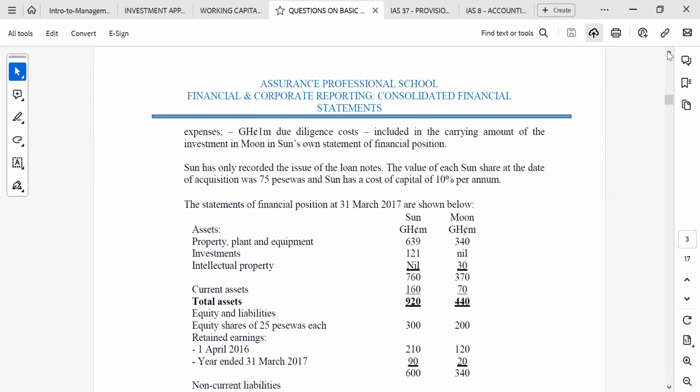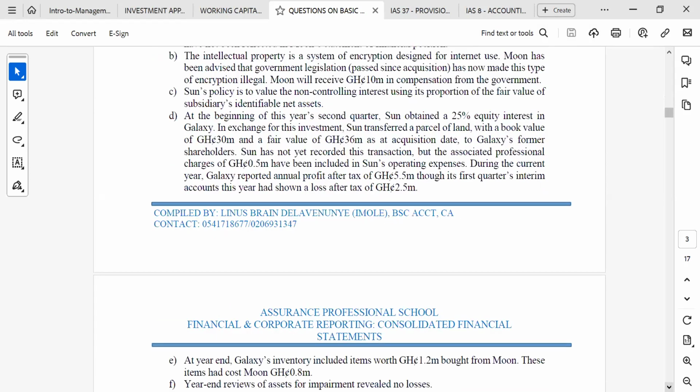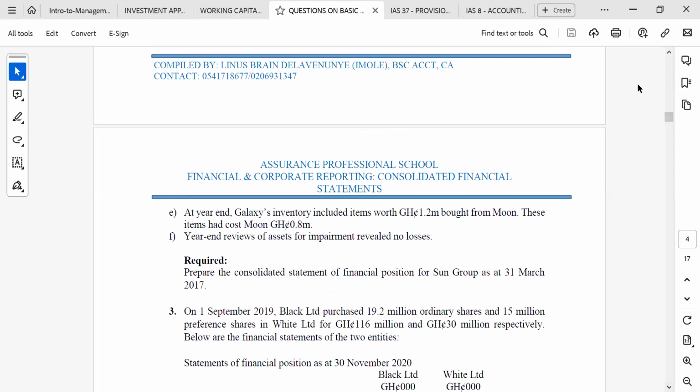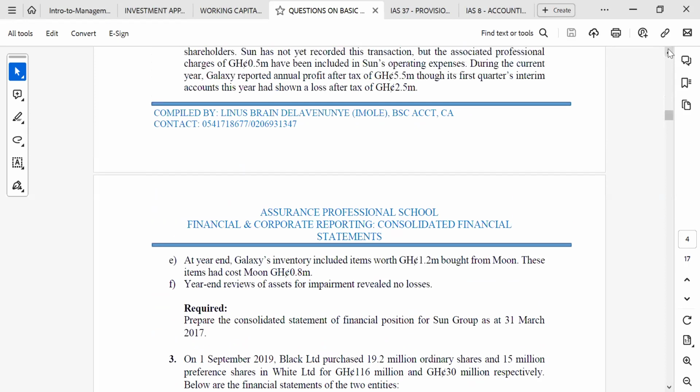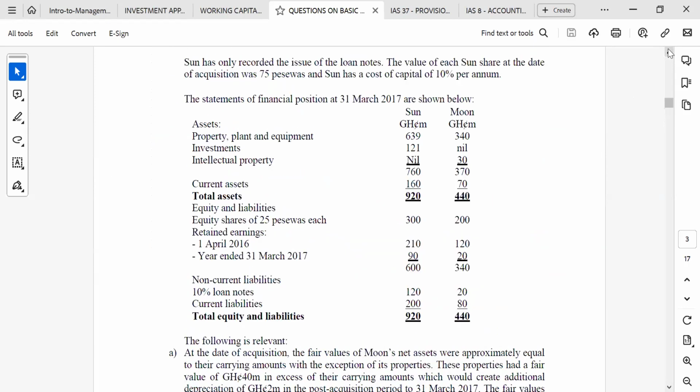look at the reporting dates. That will be 31st March 2017. Okay, so you can go and put your structures there before you start reading the footnote. So let's go with our structure.